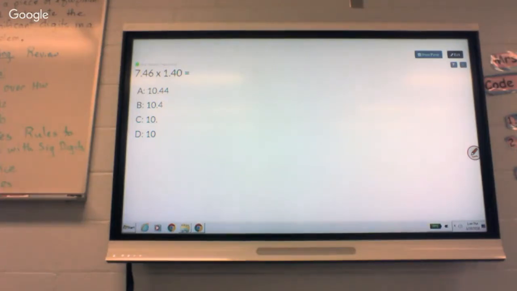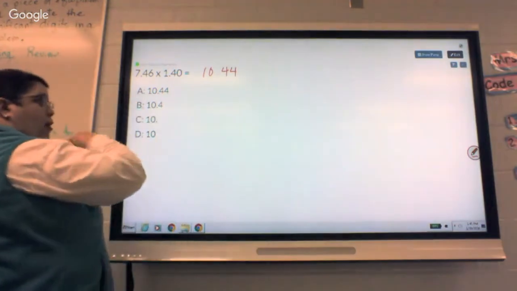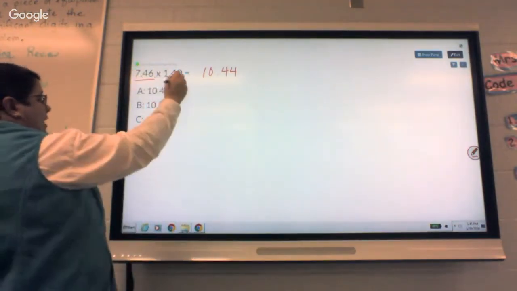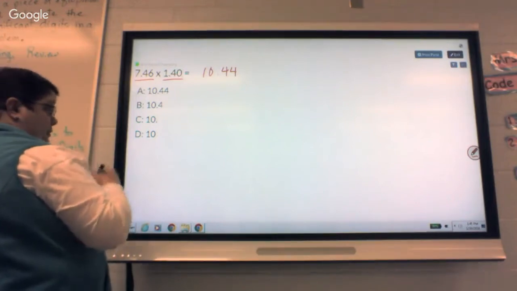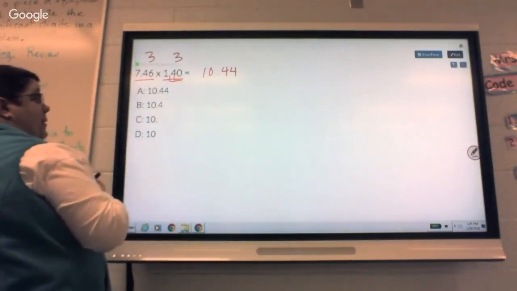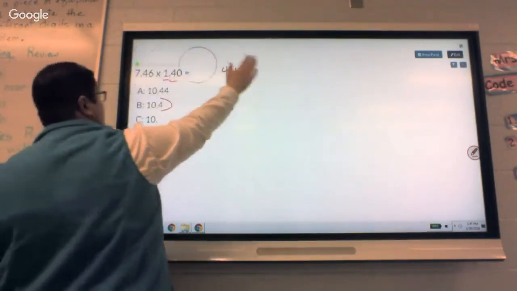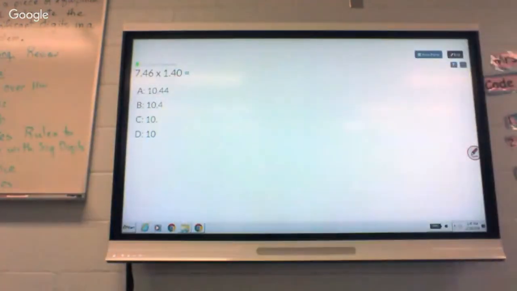There you go. All right, so we got 15 right and 7 wrong. All right, so the answer is 10.44, which we need to round to, hold on. How many significant digits are there? That 0 is significant, it's after and after, so we have 3 and 3. So we need how many in our answer? We need 3, so the answer is B. Okay, B is the answer.